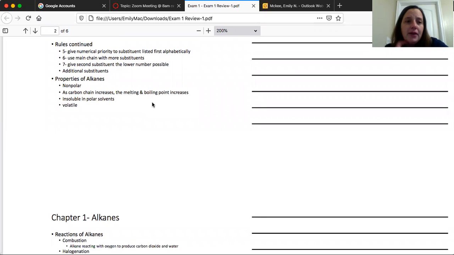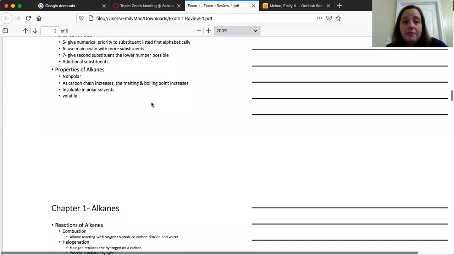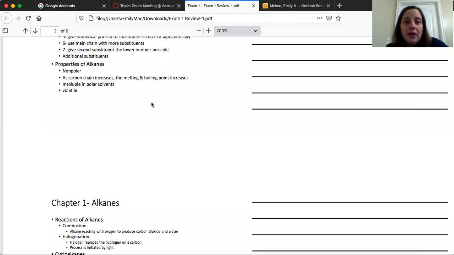Properties of alkanes. So alkanes are nonpolar. So they're not going to dissolve in water. They'll dissolve in a nonpolar solvent. And as the molecule gets bigger, the melting point and the boiling point increases. So that's because of London dispersion forces. So the bigger the chain, the higher the boiling point. They're volatile, which just means they evaporate.